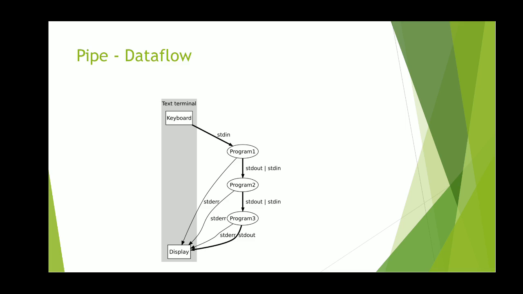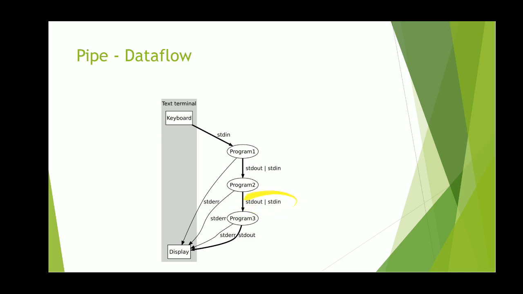Program 1 will generate the output and error streams. The error stream is directly connected to the display, and if some error happens in program 1, we will see that error in the display. The output of program 1 is given as the input of program 2. Here the program 2 input is nothing but the output of program 1. So the program 2 standard input stream is the same as the program 1 standard output stream, and similarly program 3 and program 2 are connected together. Here the program 3 standard input stream is the same as the program 2 standard output stream.